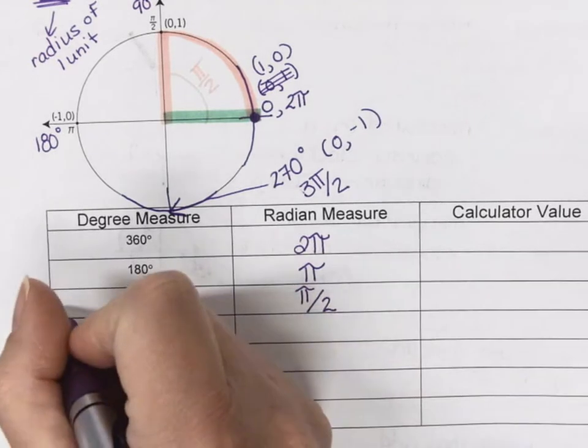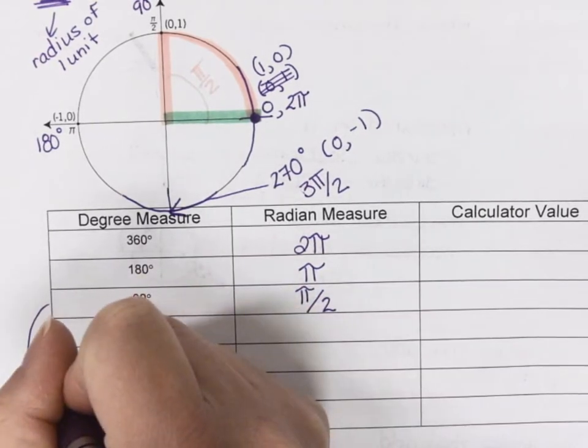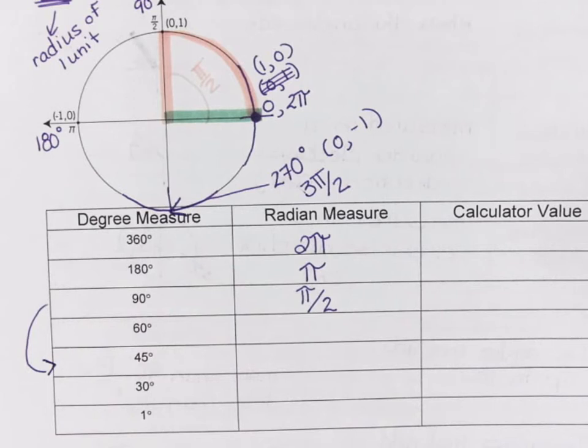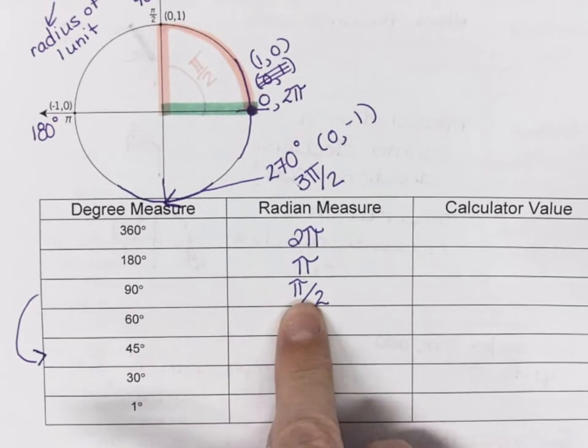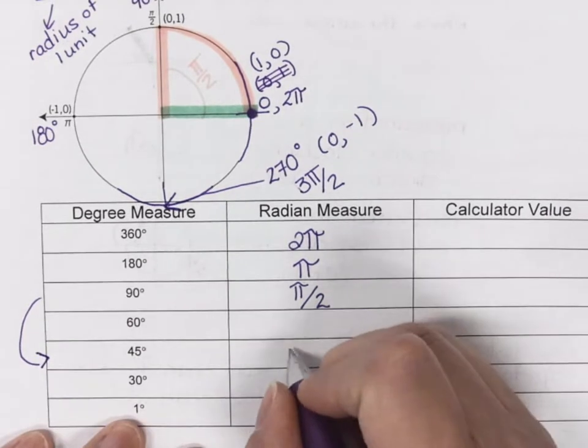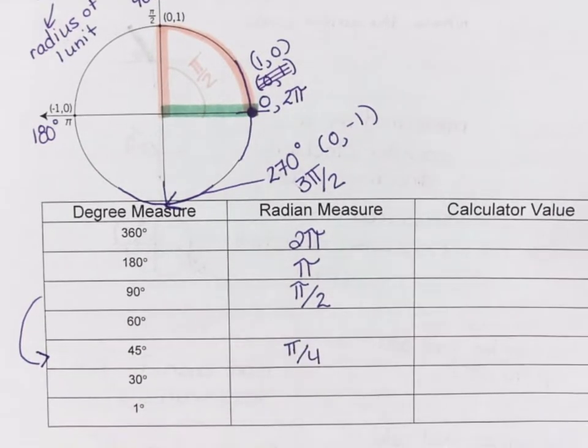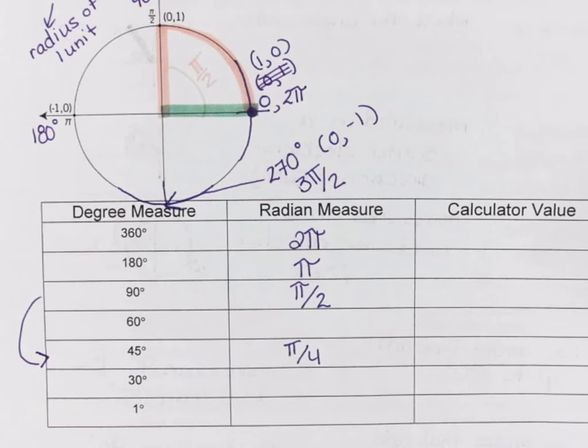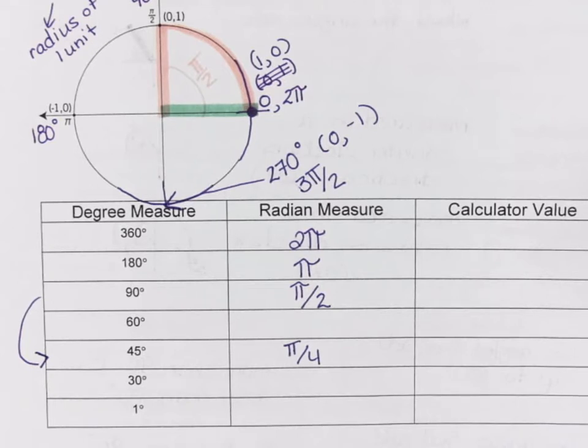I'm going to pop down to 45 degrees. Half of half. So what is that in fractions? 1 over 4 pi. So half of half. Because we know 90 degrees is a half, and we're going to 45, which is a half of a half. So that's pi over 4. You guys are doing awesome.